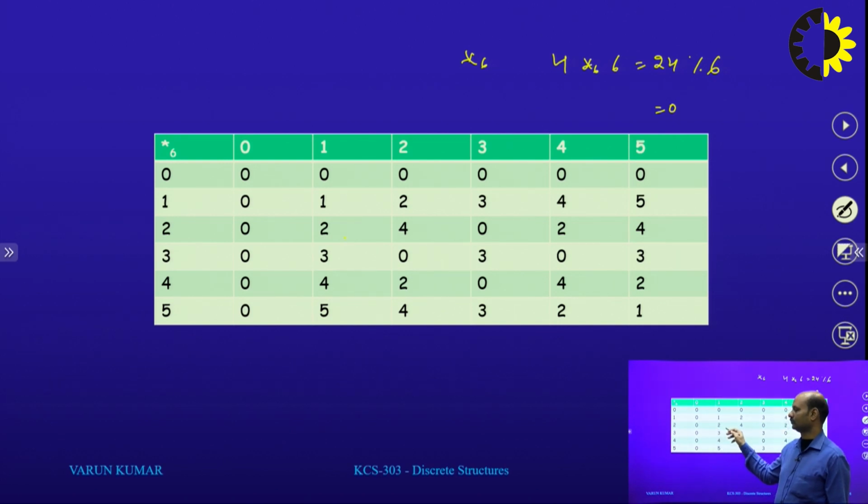Then 2, 4 and here is 6. 6 mod 6, remainder is 0. Then 4 into 2 is 8. 8 mod 6 becomes 2.